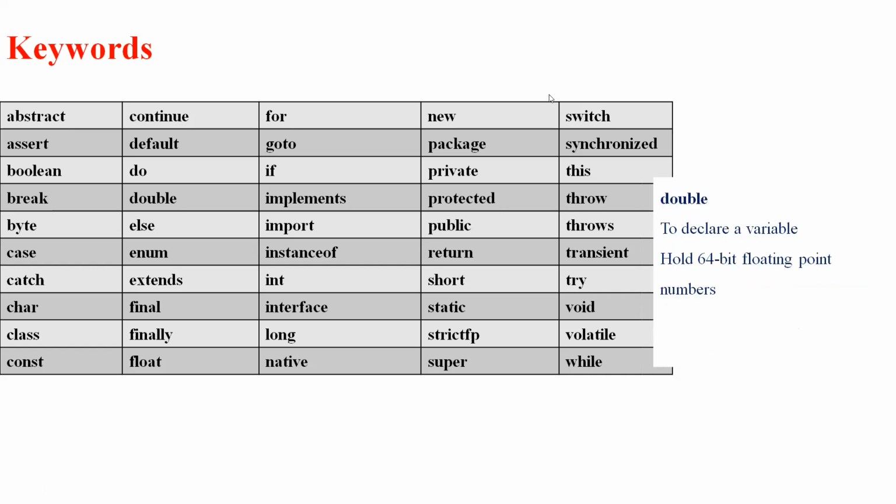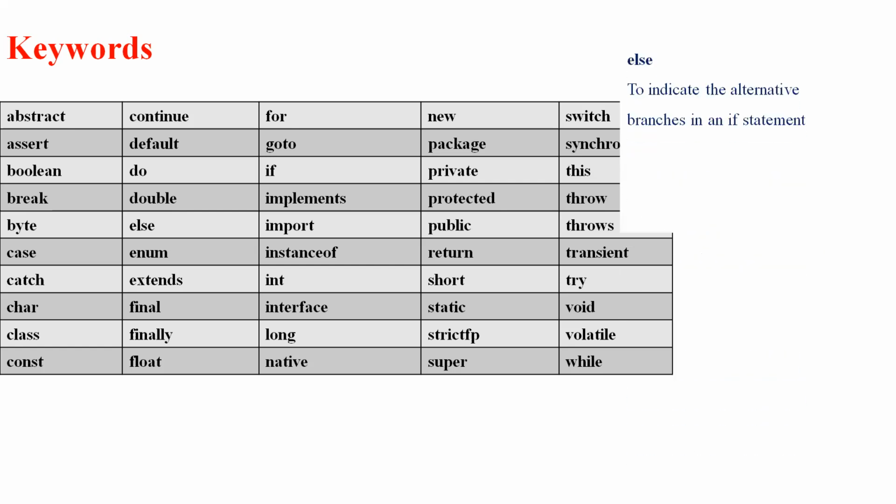Next we have double. Double is also a data type, called a primitive data type. By using this double, we can declare a variable which holds 64-bit floating point numbers. Double is a floating point value which holds double precision values.